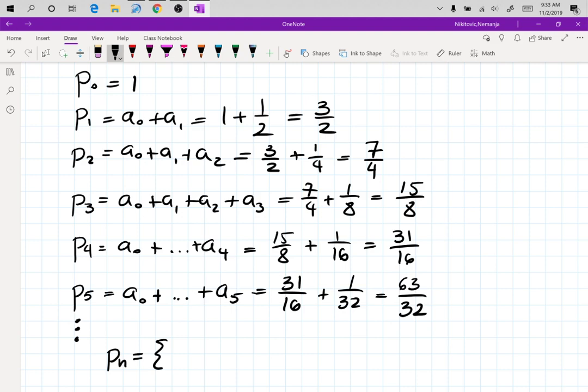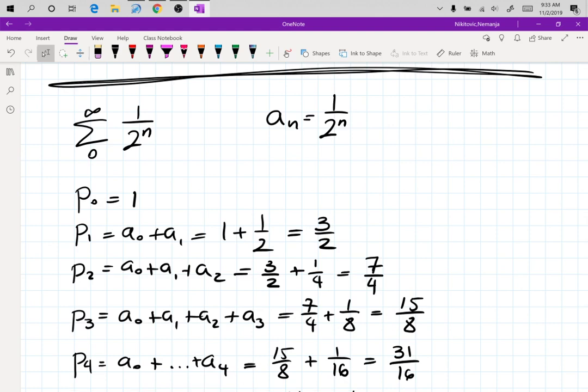Yes? So why is P0 1? Like, do we just assume it being 1? No. P0 is just the A0 term, and A0 would be 1/2 raised to the 0, which is 1 divided by 1, which is 1. Right?